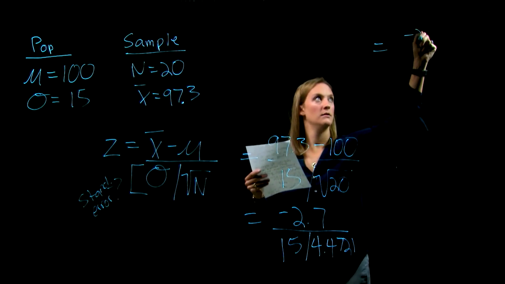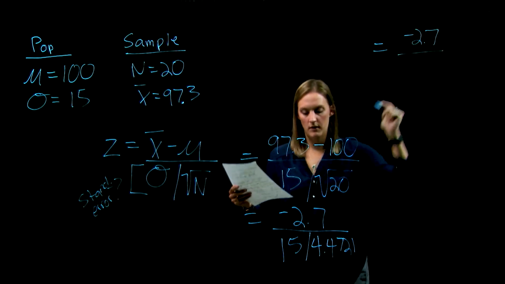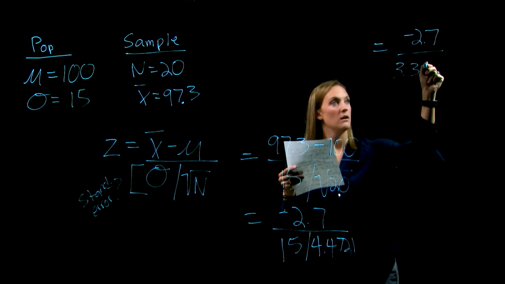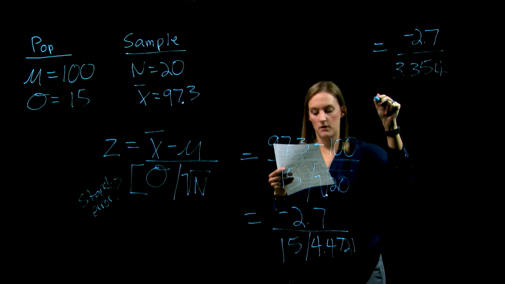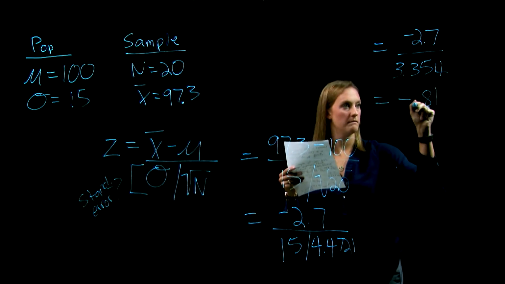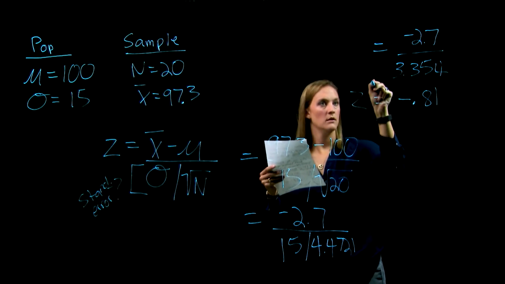So we've got a negative 2.7 over, if we do this fraction on the bottom, you get 3.354. And then your final z amount is going to be a negative 0.81. So that's your z.